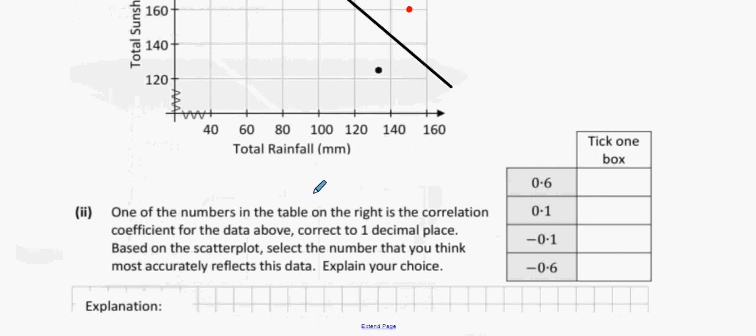Which one is it? Can't be positive. Not that one. Not that one. Is there a correlation? There is, so it's not that one, so it must be minus 0.6. Is that right? Explanation.